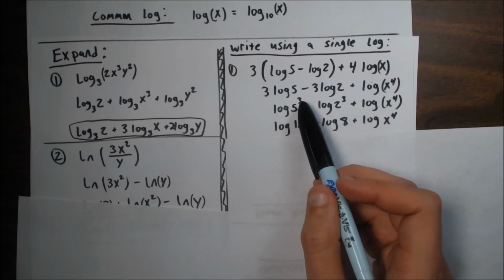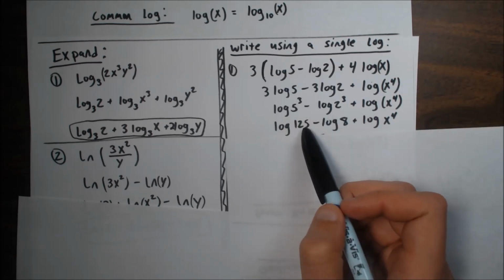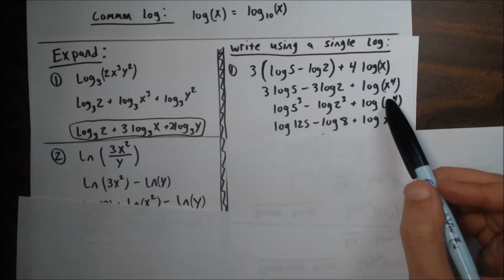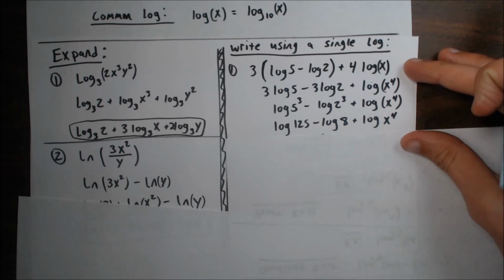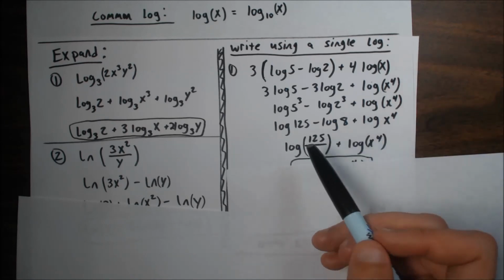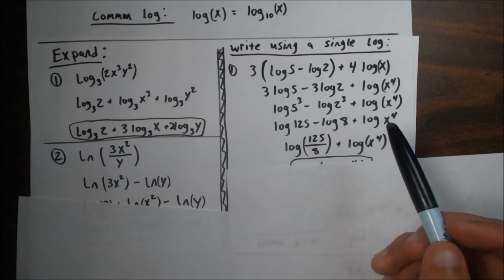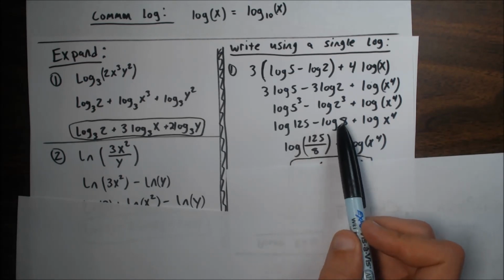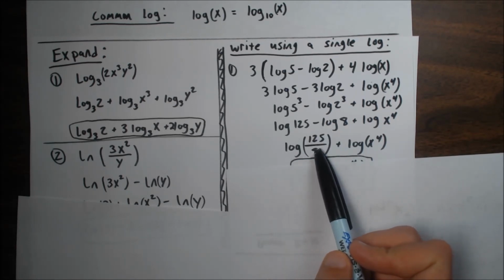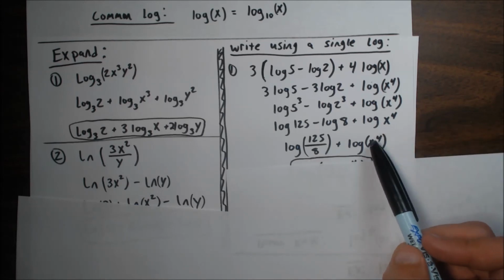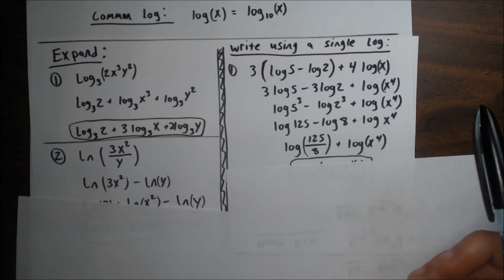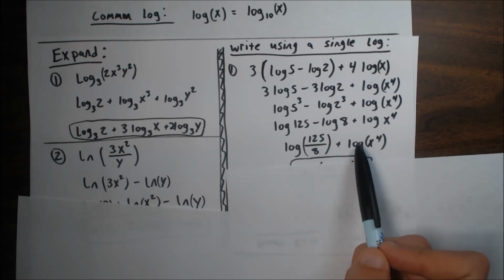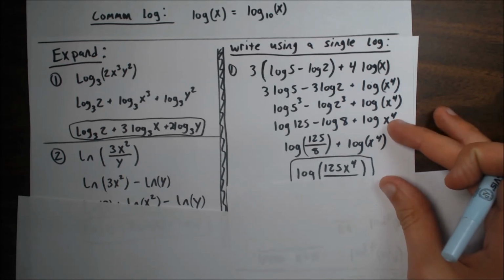Okay, so what I wanted to do here is 5 to the third, which is 125, 2 to the third, which is 8. All right, the next thing I can do is with the subtraction sign, I can go ahead and use the quotient rule here. So I'm going to say 125 divided by 8 inside one parentheses. And over here, I'm going to go ahead and keep that the same for now. Now I can use the plus, I can use the product rule. It means I can multiply these inside the logarithm.